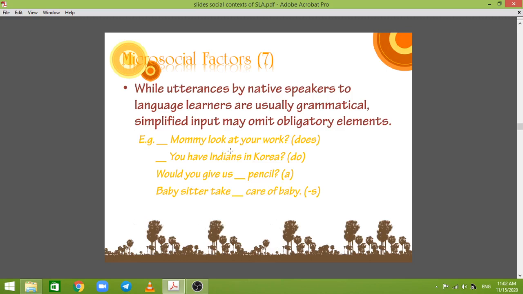Anyway, in this utterance, the native speaker specifically and purposefully refers to a question in which the full structure has been omitted. Okay, "Does mommy look at your work?" You have it in Korea, yes, but the purpose of the speaker is to ask a question with omission of "do". "Would you give us pencil?" So this one is with omission of the article here.